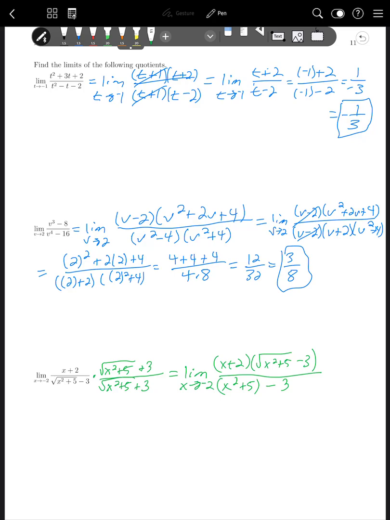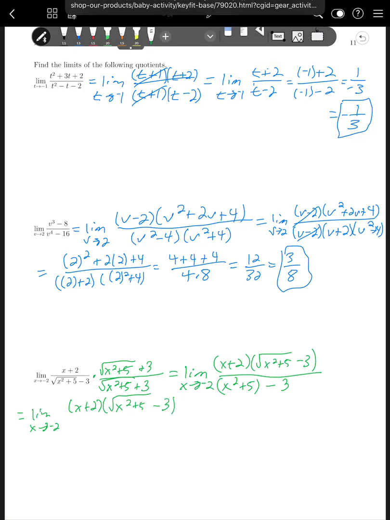And then on the bottom, we can combine like terms. So this is the limit as x approaches negative 2 of x plus 2 times the square root of x squared plus 5 minus 3 over x squared plus 2. And now notice if I plug negative 2 into the function, it's not going to make the denominator 0. So we should be fine.